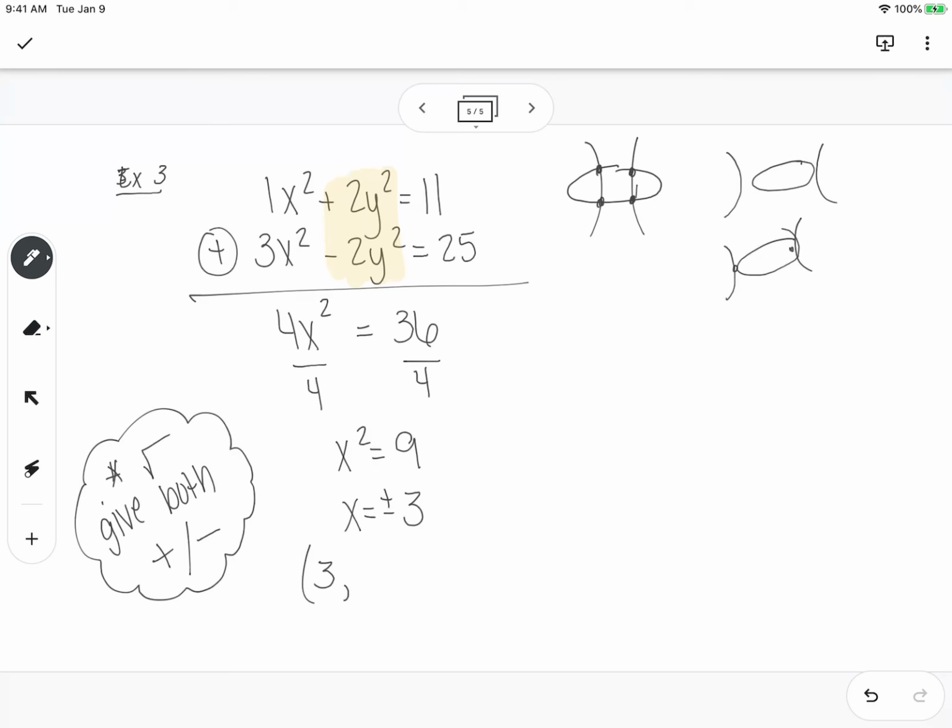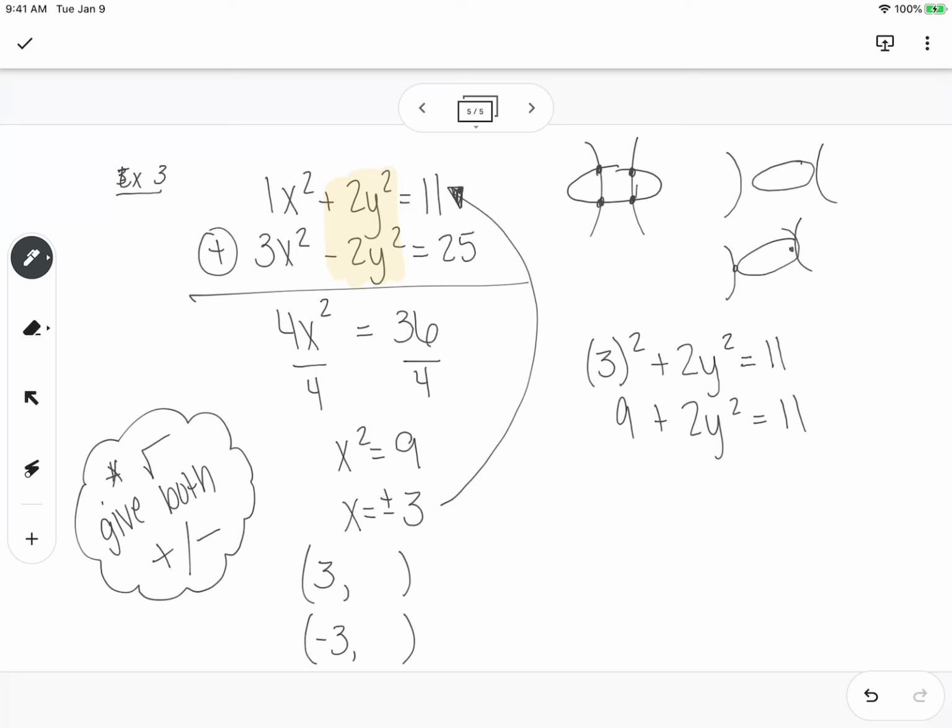So I have an x of 3, and I have an x of negative 3. And now I just got to figure out what my y's are. This problem's going to get a little crazy. So I'm going to take my 3's, and it doesn't matter which equation I plug it into. I can plug it into the top one or the bottom one. I'm just going to go to the top. So the x squared I'm going to replace with a 3. So this becomes 3 squared plus 2y squared equals 11. So I get 9 plus 2y squared equals 11, minus 9. 2y squared equals 2. Divide by 2, y squared equals 1.